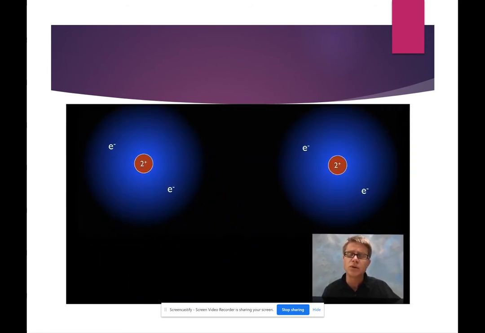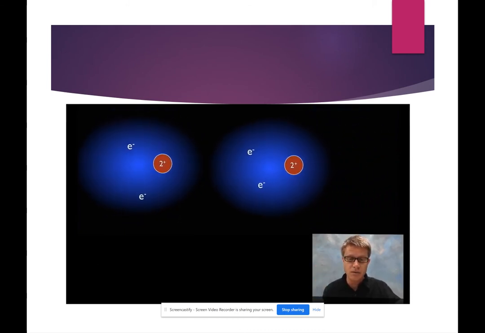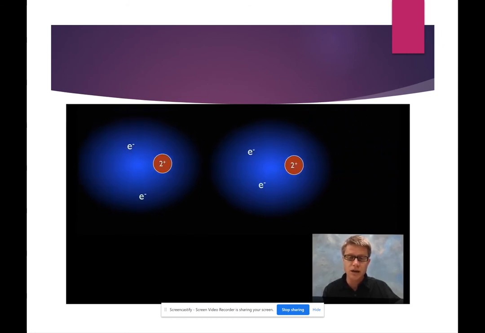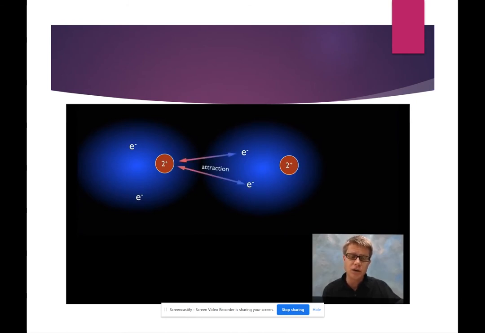So right here I have two helium atoms, and so they're going to have two protons on the inside, two electrons on the outside. And so as we move them close together, watch what happens to their electrons. Let's watch that again. As they move close together, the electrons are going to migrate. What's doing that? Well, the electrons on the outside of one helium are going to be attracted, just Coulomb's law, to the protons on the inside of that other helium. There's also going to be repulsion between those electrons on the outside.